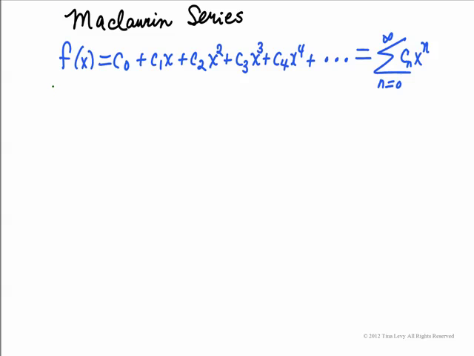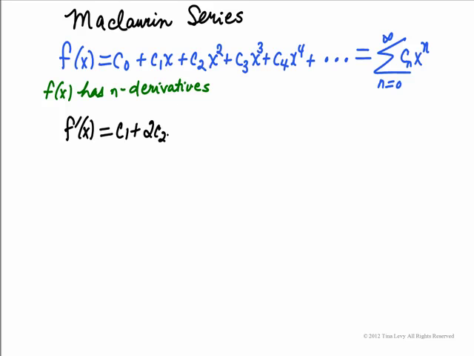We're going to assume that the function f of x has n derivatives. We'll start by taking derivatives. The derivative f prime of x: the constant disappears, the derivative of a constant is 0, and we get the derivative of c1x is c1, plus the derivative of c2x squared is 2c2x to the 1. The derivative of c3x cubed is 3c3x squared. Derivative of this is 4c4x cubed, and this will go on indefinitely.